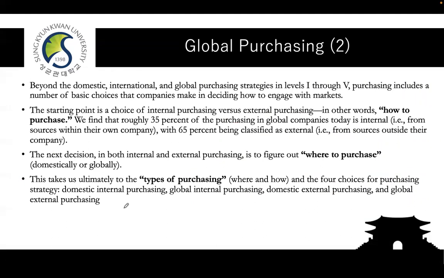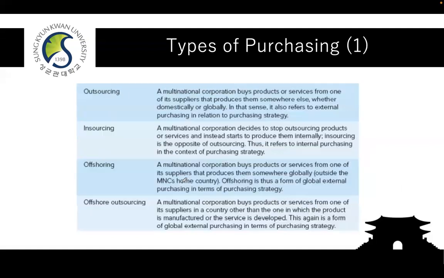All right, so the decision here is that we have this kind of decision making. See, the statistics show that roughly 35% of the purchasing in global companies is internal and 65% external. Right? So internal or external. So the first question is internal or external, and the next decision is where to purchase, domestic or global. Okay, so I think we can see this one.